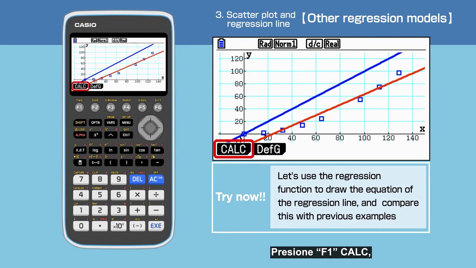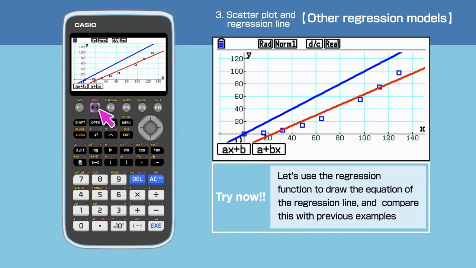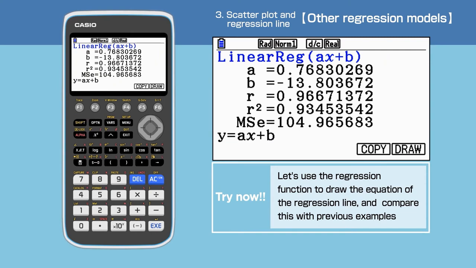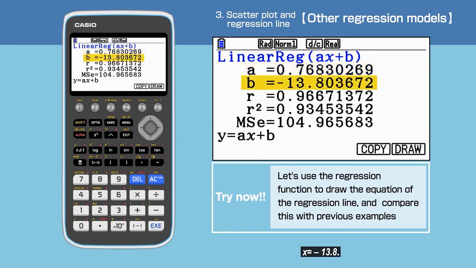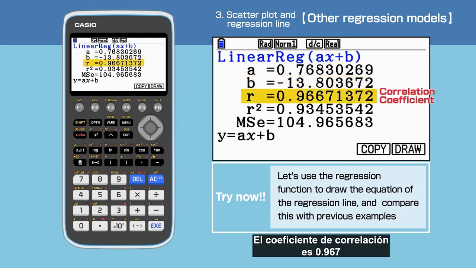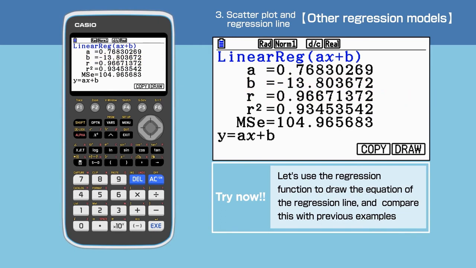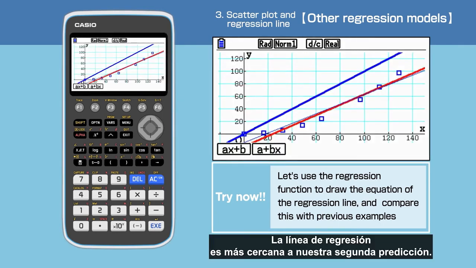Press F1, Calc, then F2, F1 to select AX plus B. The equation of the regression line is y equals 0.768x minus 13.8. The correlation coefficient is 0.967, which shows a strong positive correlation. We can draw this graph by pressing F6. The regression line is close to our second prediction.